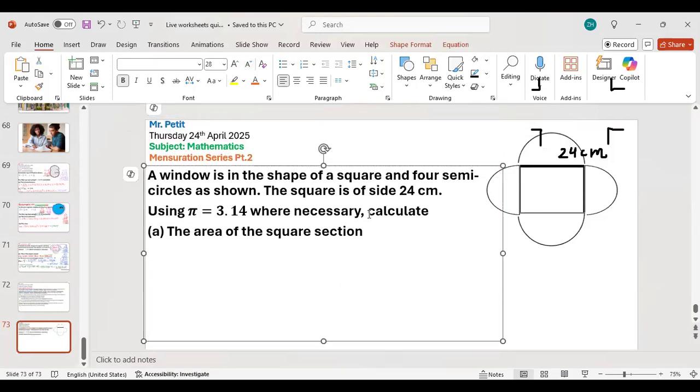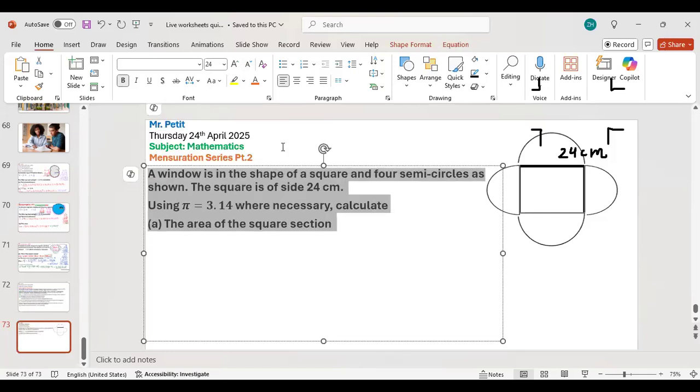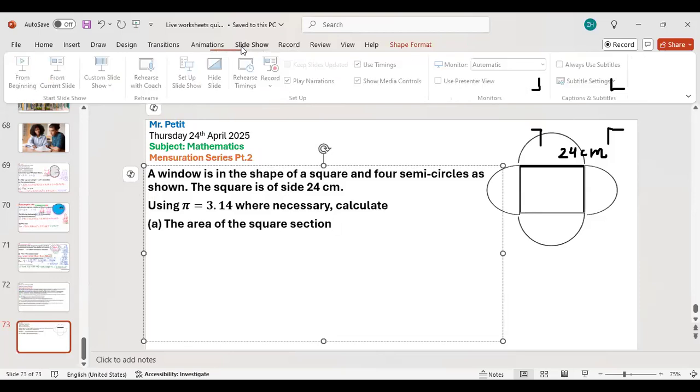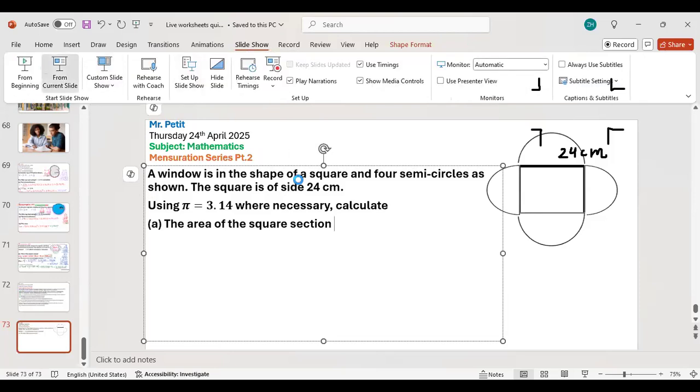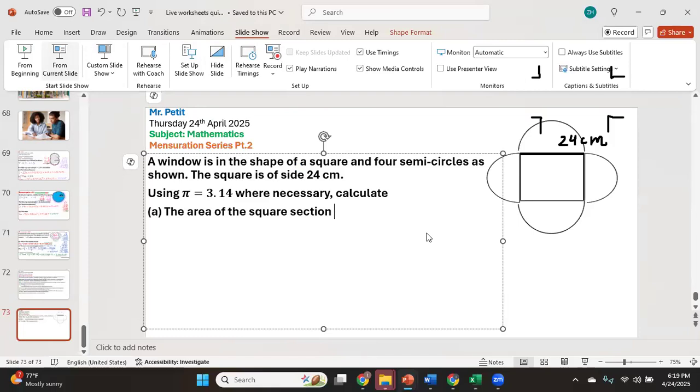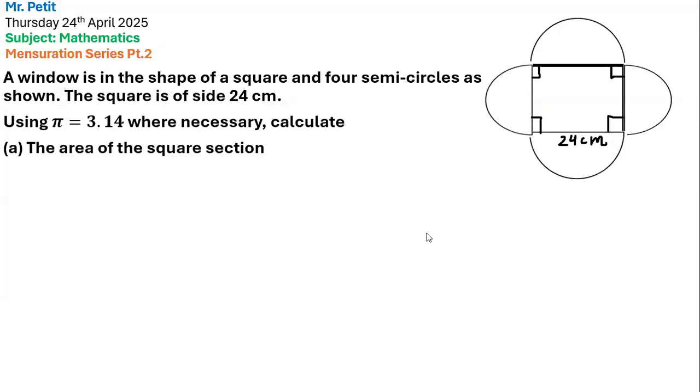All right, class. How do we figure the area of a square? What formula do we use for the area of a square? Area equals length times width. Length times width. Very good. And so in order for us to figure the area of the square, the formula that we will use is going to be length times width.